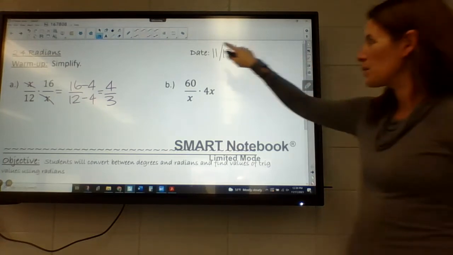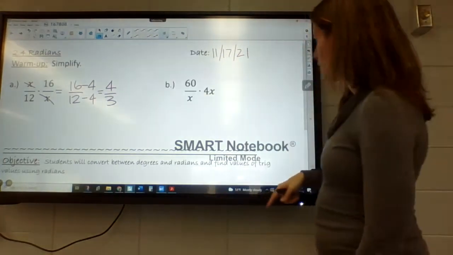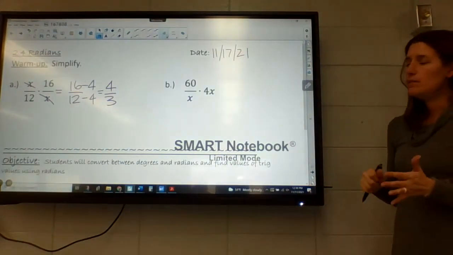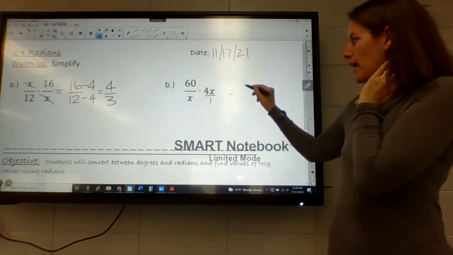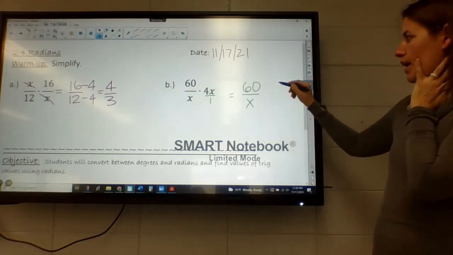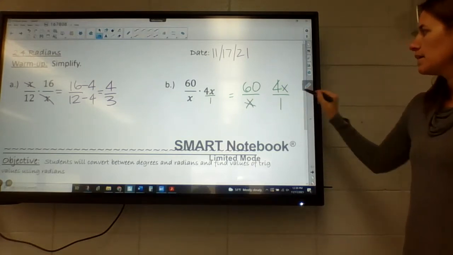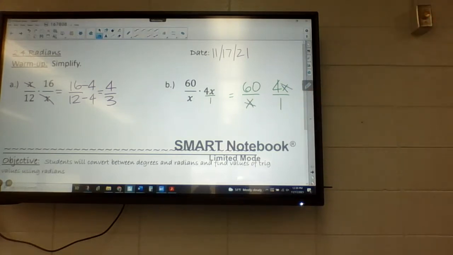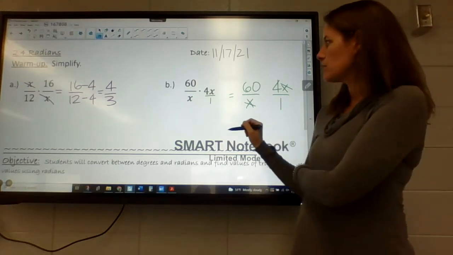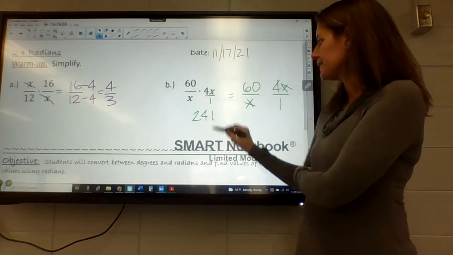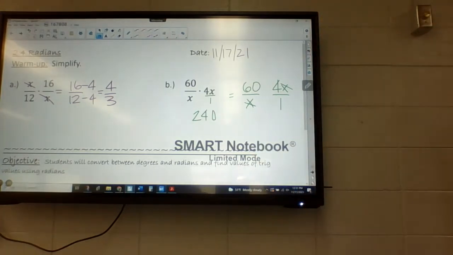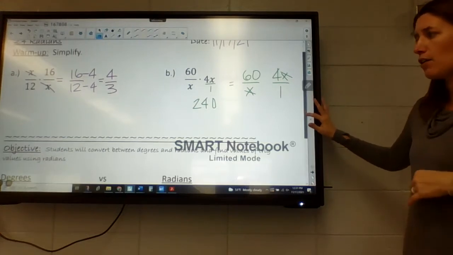Now what's going on in letter B? What's happening there? What's the 4x doing? It's over 1. So that's important to realize, that the 4x should be on the top, over 1. So again, like the last time, those x's get to cancel. And then what do I end up doing with the 60 and 4? Just multiplying. So we get 240, and it'd be over 1 or just 240. And again, I'm okay with you guys using a calculator to a point, but at the same time, I don't want you to only rely on that and not have any idea how to do these without.